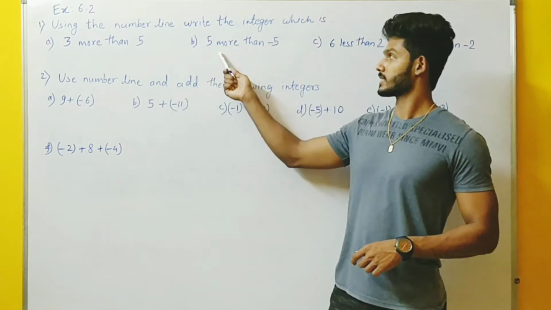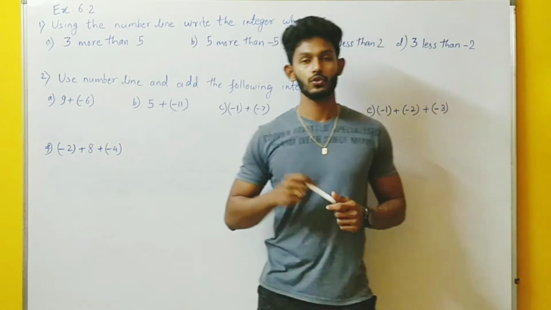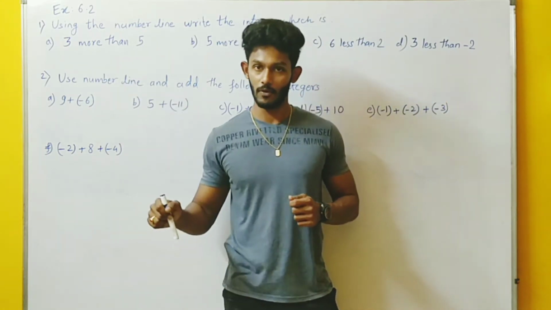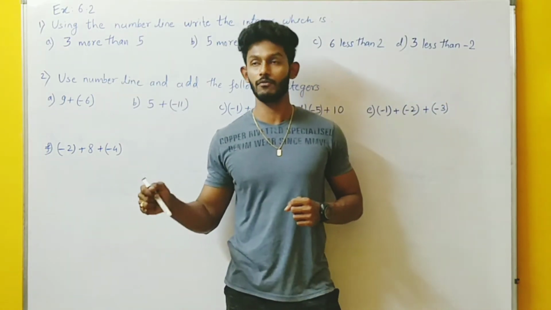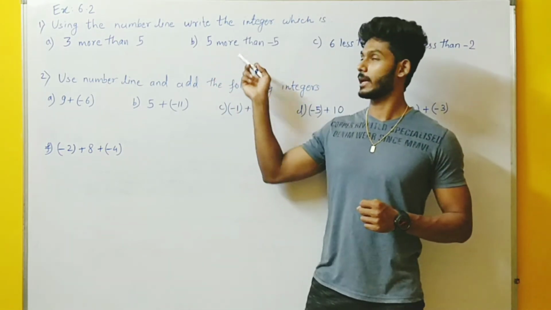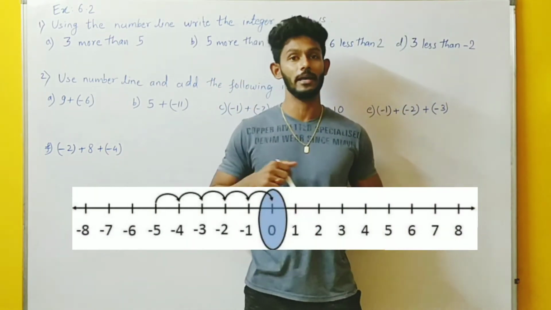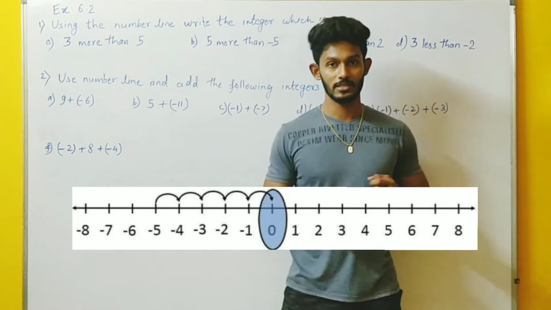Now, next, 5 more than minus 5. So first we will be at minus 5 and then from minus 5 we will move 5 steps towards the right because it is 5 more than minus 5. So we will reach 0.